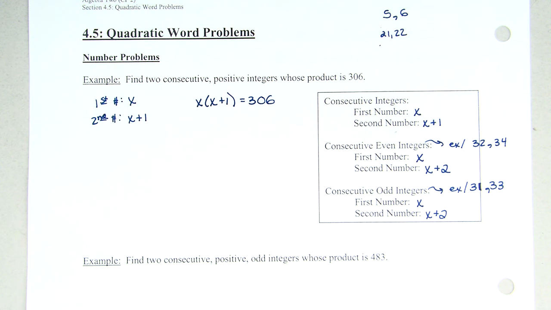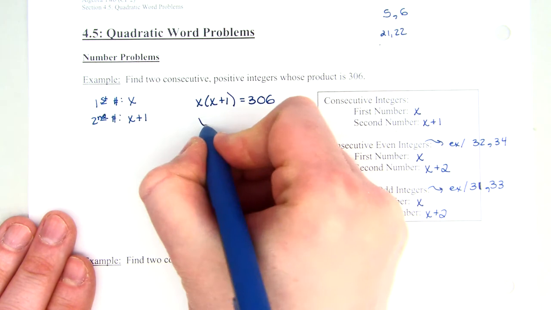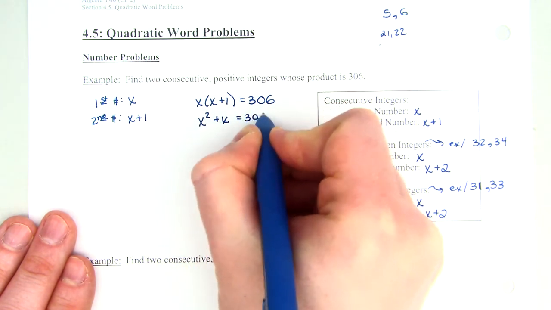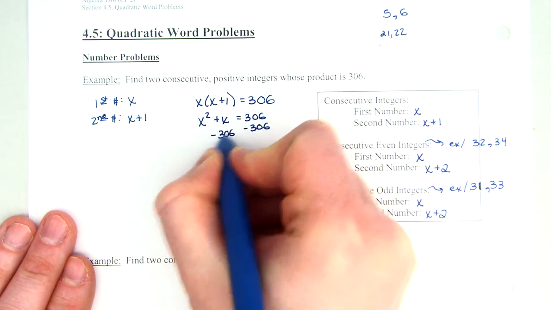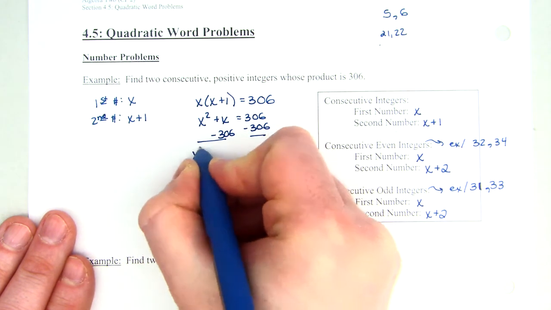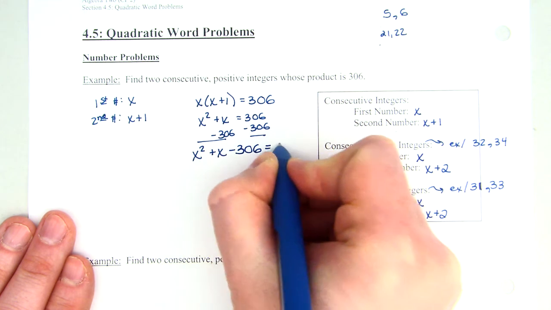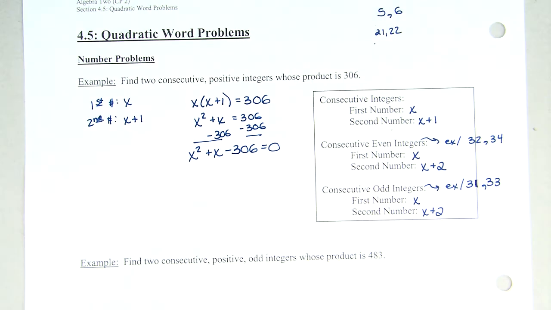To be able to make some sense out of this, I'm going to convert this to standard form. I'm going to say x squared plus x equals 306. I'm going to make it equal 0. Minus 306. Minus 306, we're going to get x squared plus x minus 306 equals 0. And because this number is pretty big, I'm just going to try to solve this with the quadratic formula.